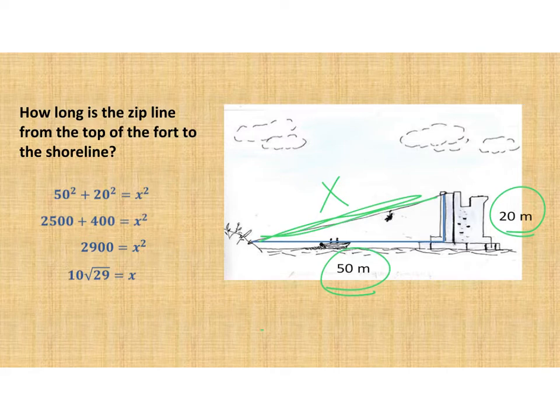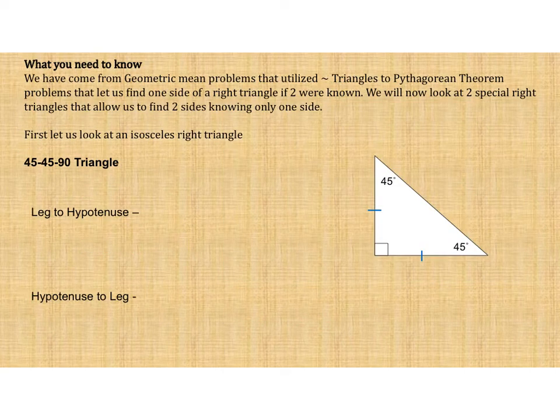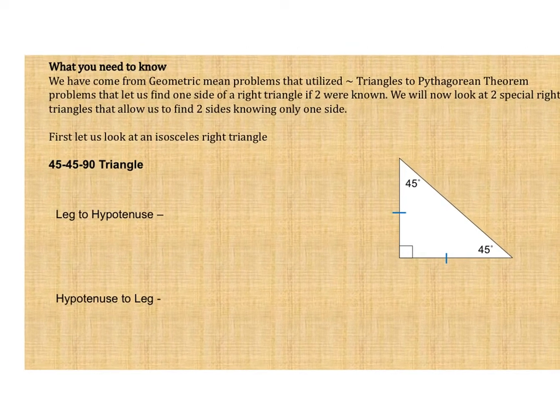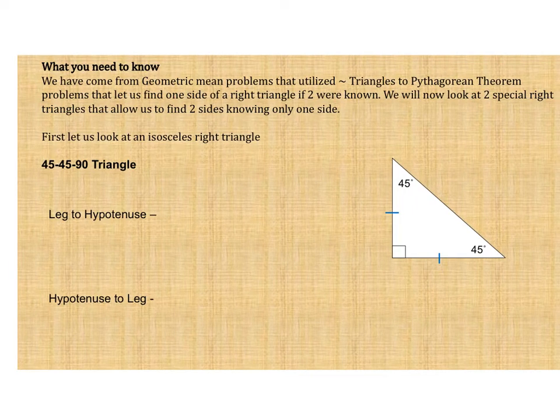So now, next slide, and I want you to see, okay? We've come from geometric mean problems that utilize similar triangles to Pythagorean theorem problems that let us find one side of a right triangle if two were known. So let's look, there's special right triangles. How am I going to find a side if only one measure is known? Well, let's look at the isosceles right triangle, okay?